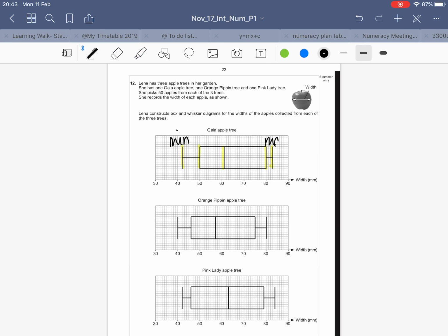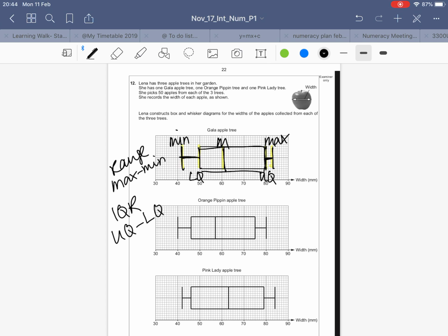Minimum, maximum, lower quarter, upper quarter, median. Those 5 numbers are used to make those 5 lines, and then the middle 3 make it into a box, and the other 2 go as the range. The range is the maximum take away the minimum. The interquartile range is the upper quartile take away the lower quartile. So the difference between the top end and the bottom end of the box.